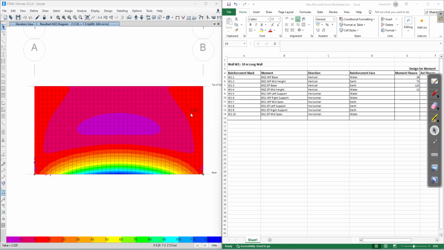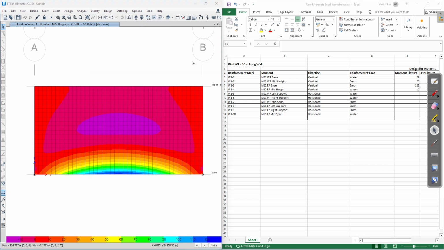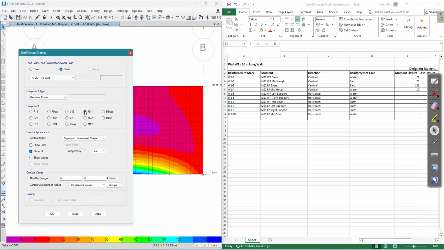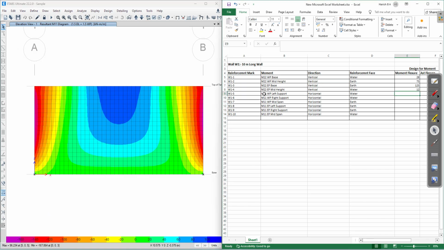Next M11. So you go to display, shell stresses bar forces. Here you select M11. First it is water pressure. Click on apply. Okay. First M11 water pressure left support. See at the left support it is almost 160, 167. At the right support also same, it is 167.